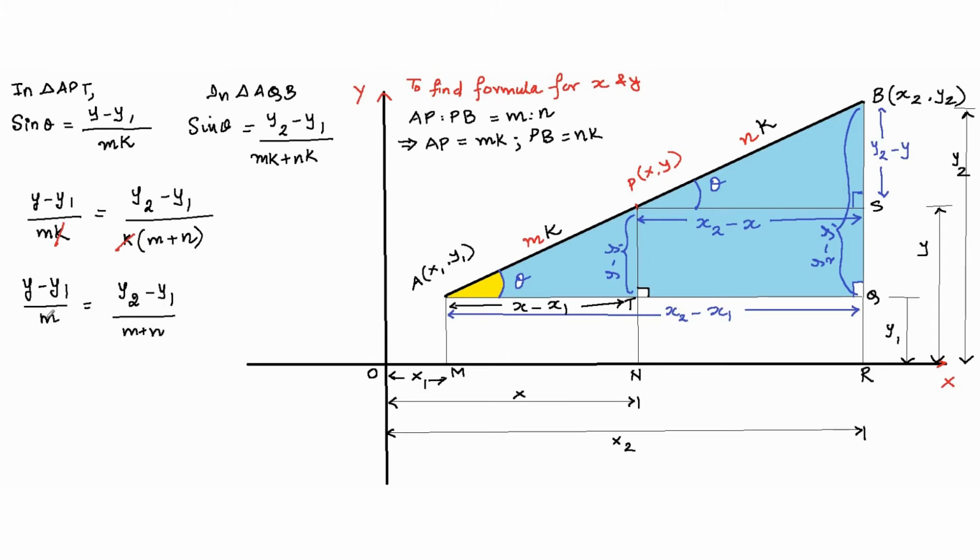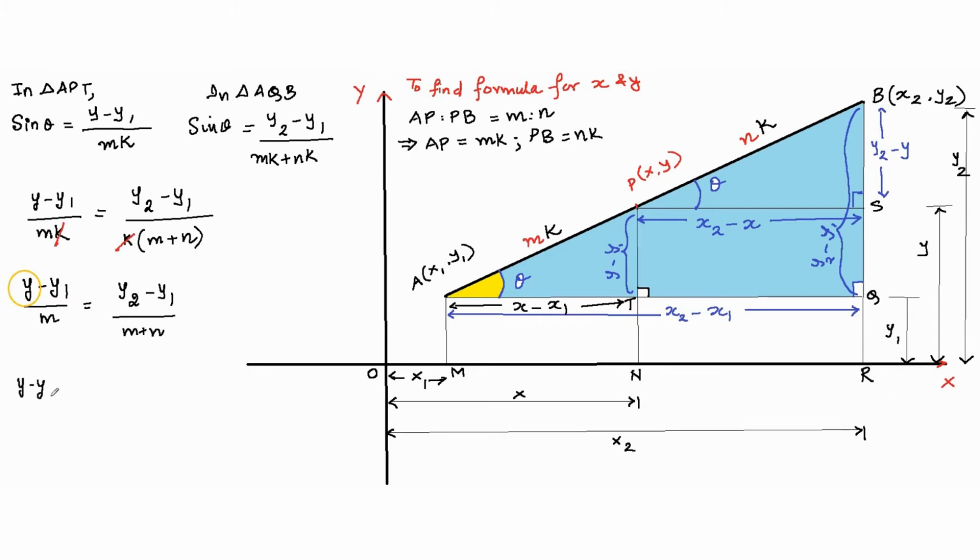So what I notice is I now have a relation between y, y1, y2, m and n. What am I trying to find right now? I am trying to find the formula for y. So this is what I am trying to find. Now my sense of mathematics tells me to shift all the other terms to the right hand side and find the formula for y.